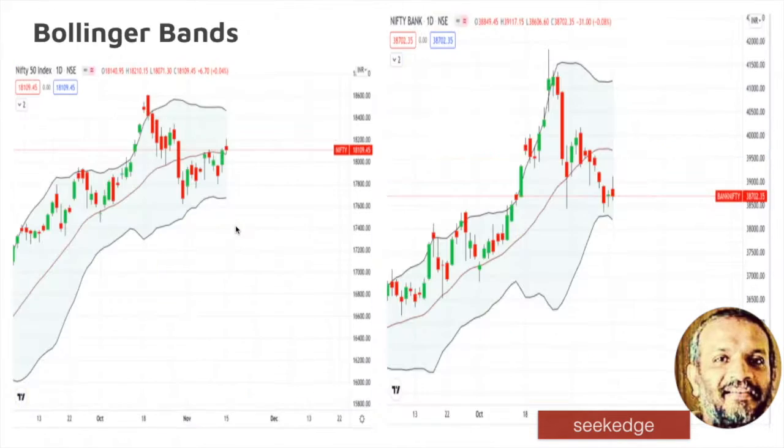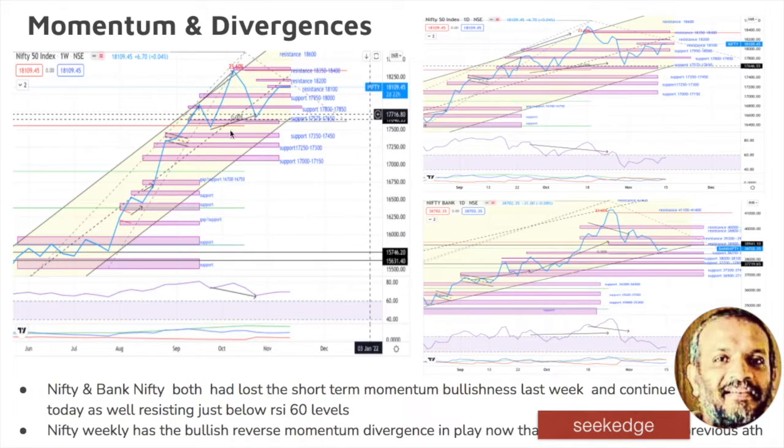So support and resistance on the Bank Nifty and Nifty is clear. Bollinger Bands we already discussed, and momentum divergence on the weekly chart on the Nifty is still there, which means there is a chance that it can go back to 18,600 levels again, but it is still very much within the consolidation upper band zone.